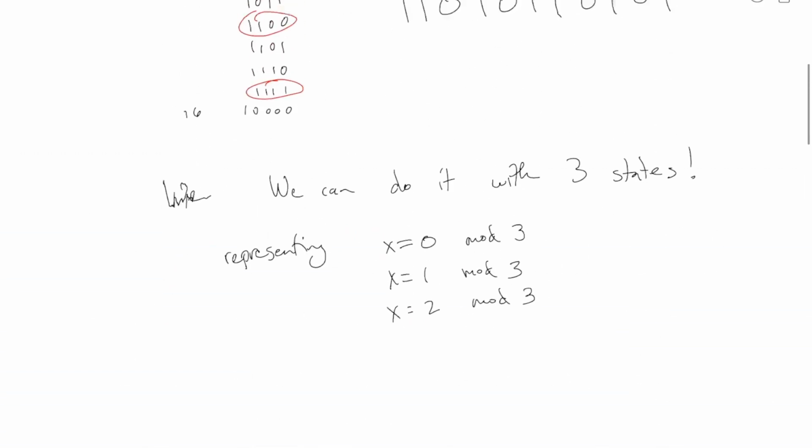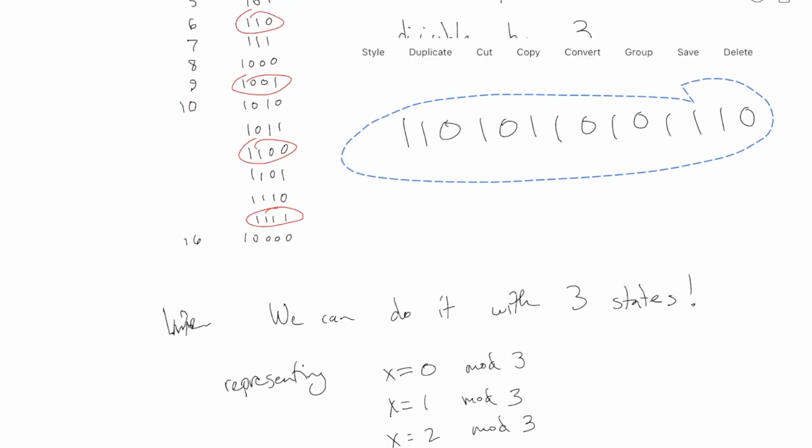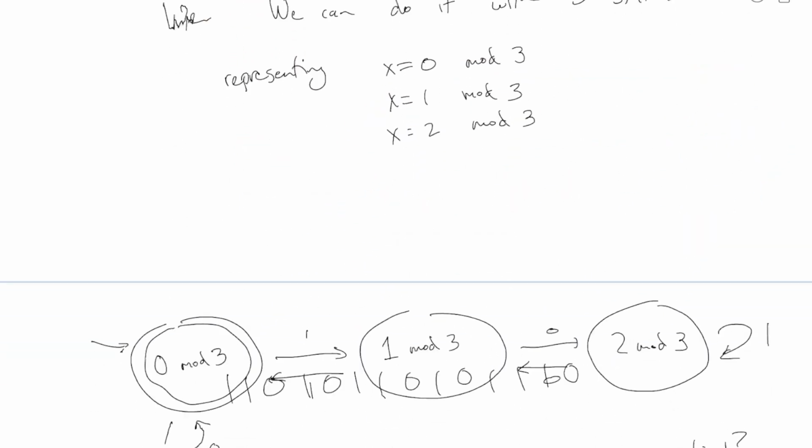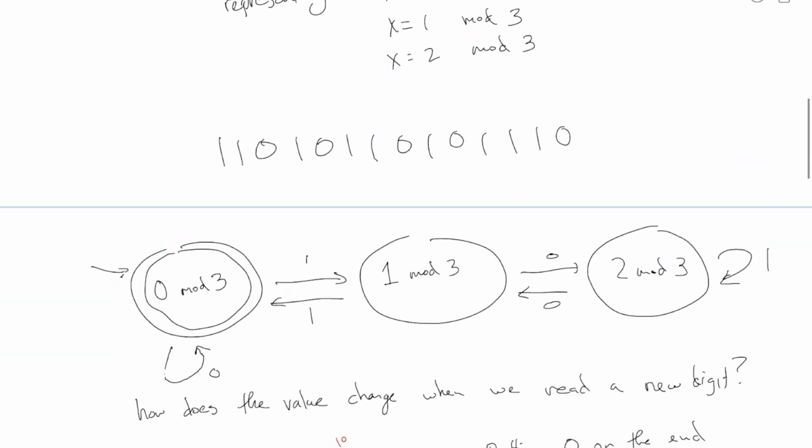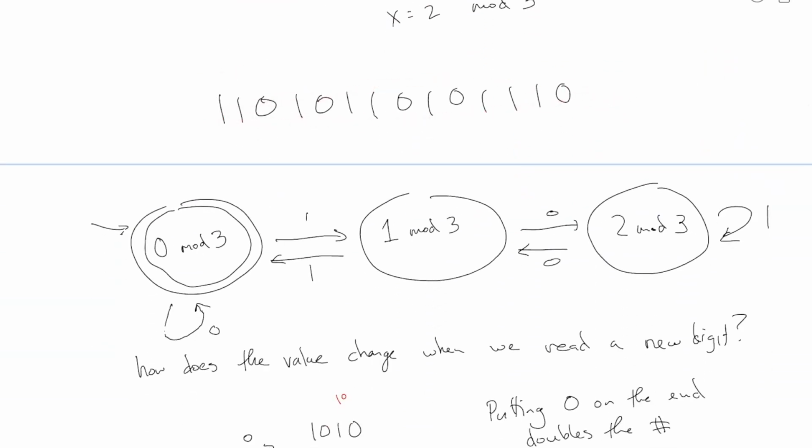And what about this silly big number here? I asked you before, does anyone know if this is divisible by 3 or not? I can figure that out without even knowing what that number is in decimal. You just sort of follow the arrows. I go 1, 1, 0, 1, 0, 1, 1, 0, 1, 0, 1, 1, 1, 0. It's over here. So this, whatever that is, is 2 mod 3, which means it is not divisible by 3.